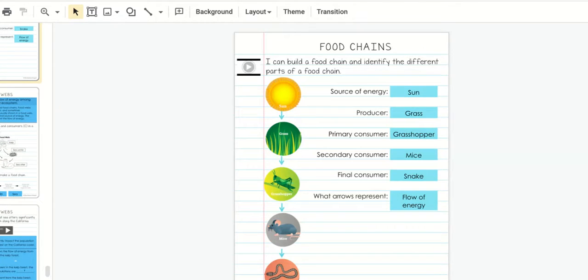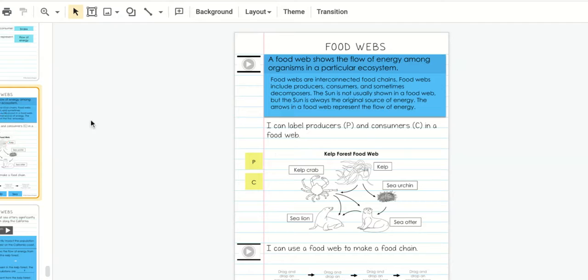Let's look at food webs. So food webs are basically just a web of multiple food chains. A food web shows the flow of energy among organisms in a particular ecosystem. Food webs are interconnected food chains. Food webs include producers, consumers, and sometimes decomposers. The sun is usually not shown in a food web, but the sun is always the original source of energy. The arrows in a food web represent the flow of energy.